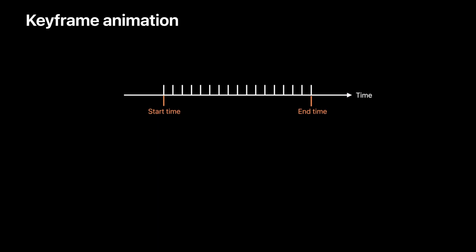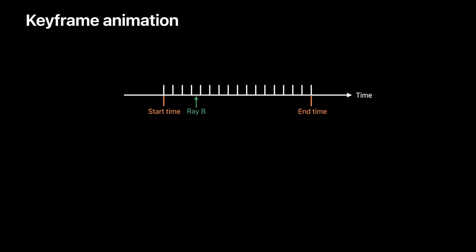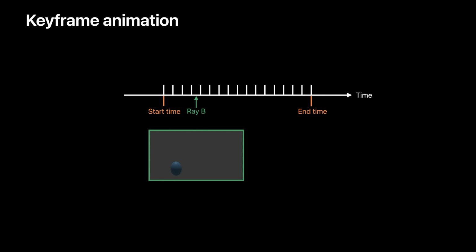As rays traverse the acceleration structure, they can fetch data from any keyframe based on their time value. For instance, ray A would see the scene as it was modeled in keyframe 11, because its time happens to match keyframe 11. In contrast, ray B's time is in between keyframes 3 and 4. Therefore, the geometry of the two keyframes is interpolated for ray B.